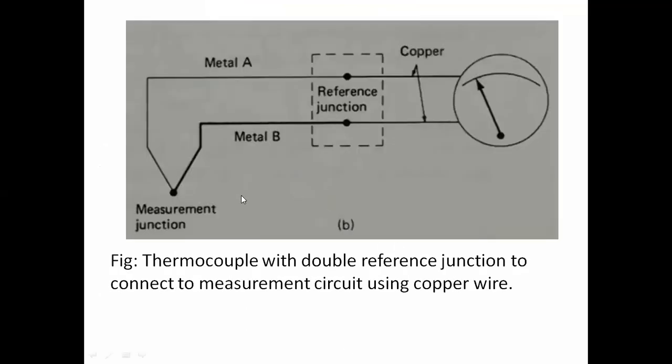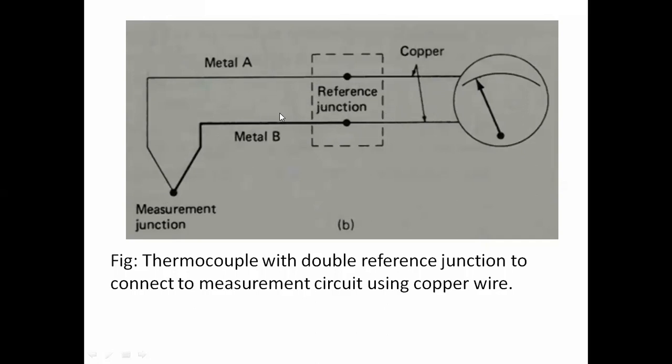See here, we have one junction. This junction is formed by metal A and metal B. You can take any two different metals and join them. This is metal A and this is metal B, and these two junctions are formed, one here and another here. From here we will connect the copper wire. Metal A is connected to copper wire and metal B is connected to copper wire, and that is connected to a voltmeter, because we have to measure the electrical voltage which is generated.